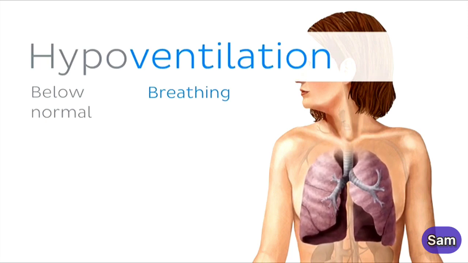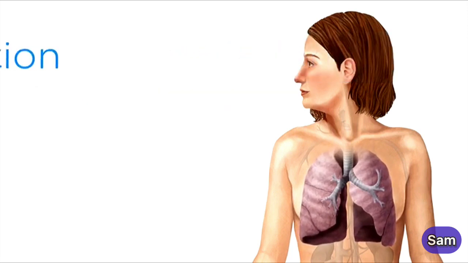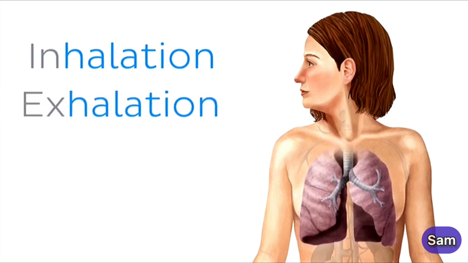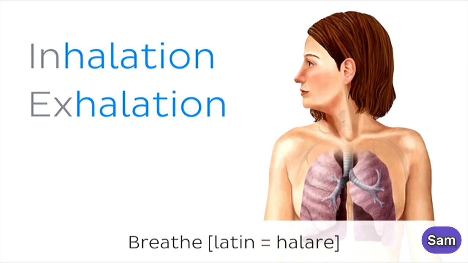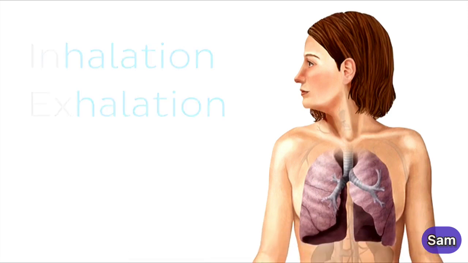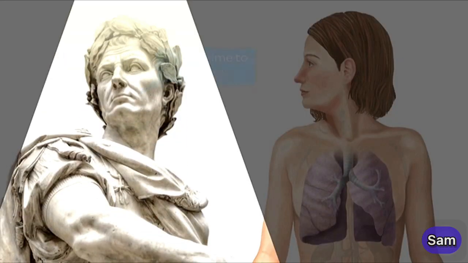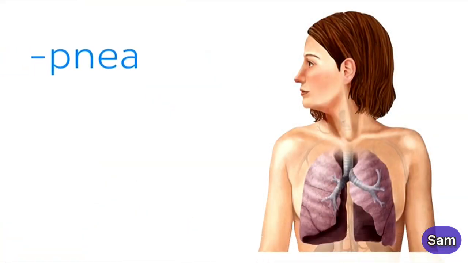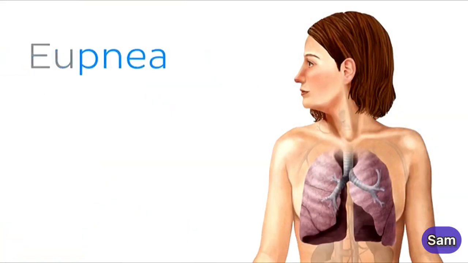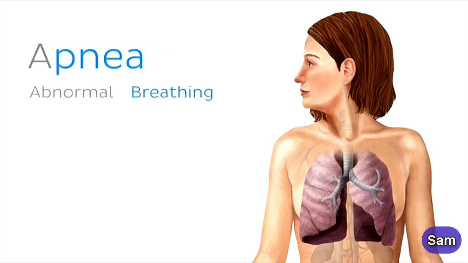We also have inhalation, or breathing in, and exhalation, or breathing out, united by the Latin origin of their root from the word halare, meaning to breathe. Of course, if there is a Latin word for breathing, we have to have a Greek equivalent, right? I'm talking about the root word pnea, such as eupnea, which describes the state of normal breathing, or apnea, which refers to cessation of breathing, especially during sleep.